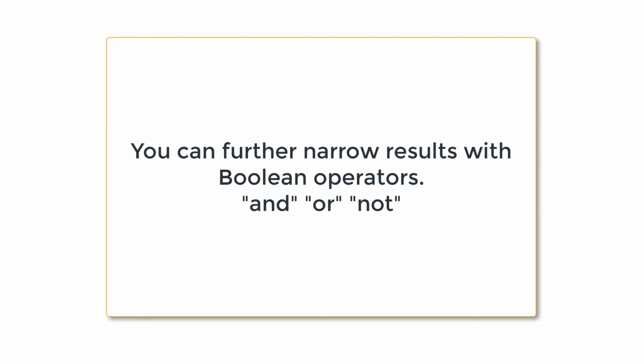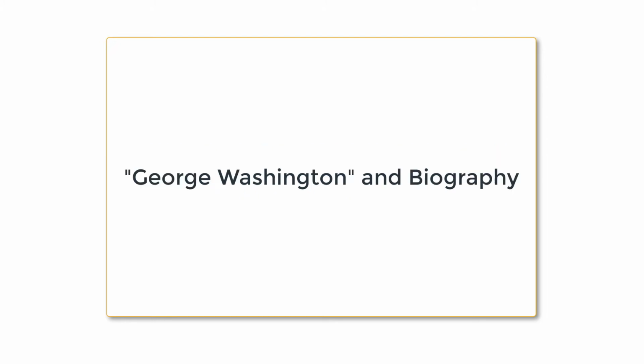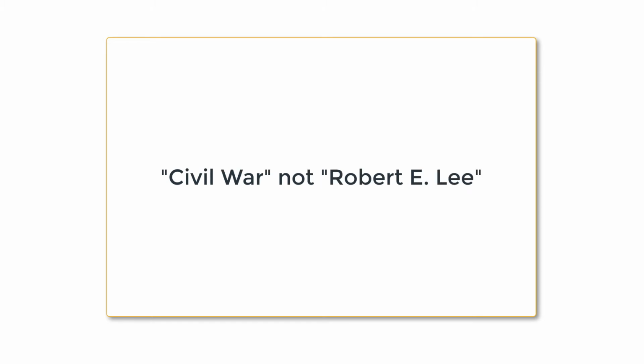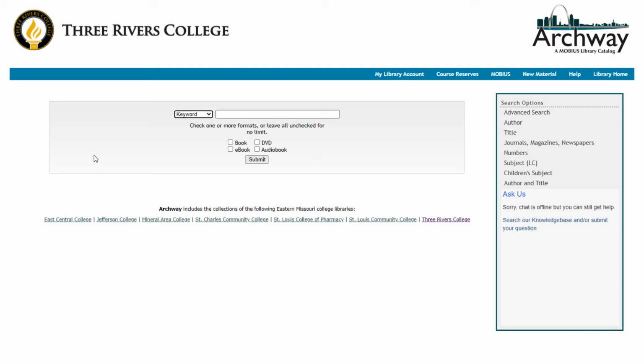Second, if you wish to limit your search even more, you can use what are called Boolean operators, such as and, A-N-D, or, O-R, and not, N-O-T, as limiters. Using George Washington in quotes plus and, A-N-D, biography without quotes will bring up biographies of George Washington. This technique will also apply to Civil War or Gettysburg, or Civil War, not Robert E. Lee. Using Boolean operators as limiters can be a big help. Let's find biographies of George Washington.